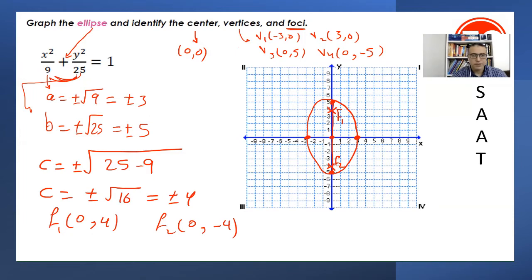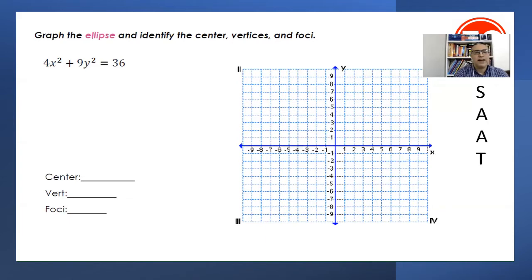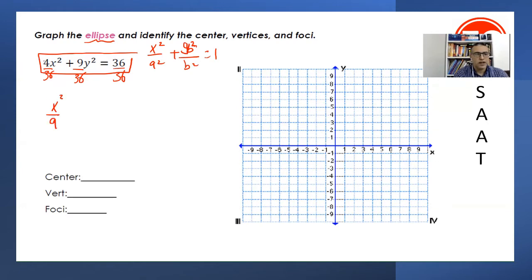Another example for the ellipse. You have an ellipse whose equation is not in the form of x squared over a squared plus y squared over b squared is equal to 1. So I need to rearrange the equation. And to rearrange the equation, I'm going to divide each term by 36. So x squared over 9 after simplifying plus y squared over 4 after simplifying is equal to 1. Now I have the equation of an ellipse.